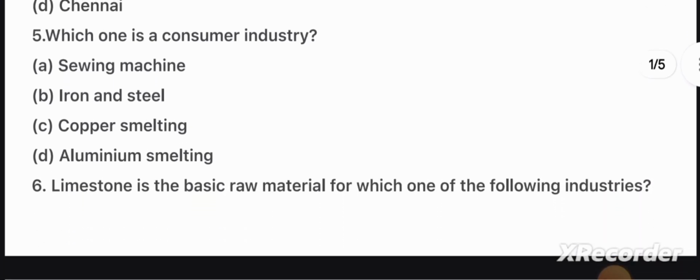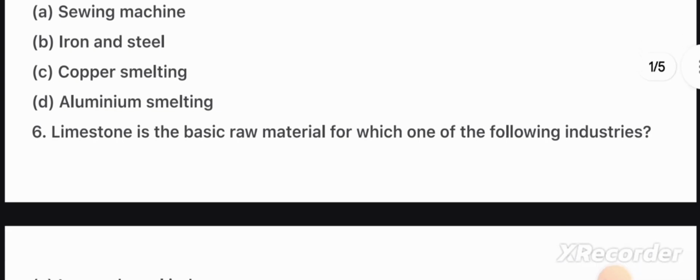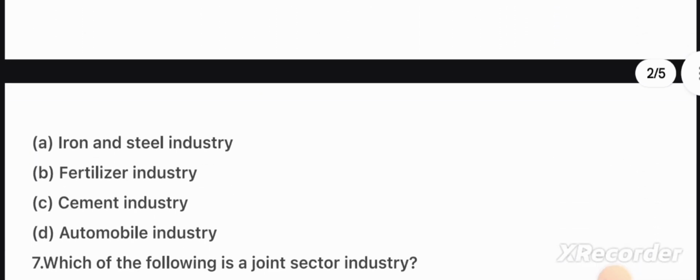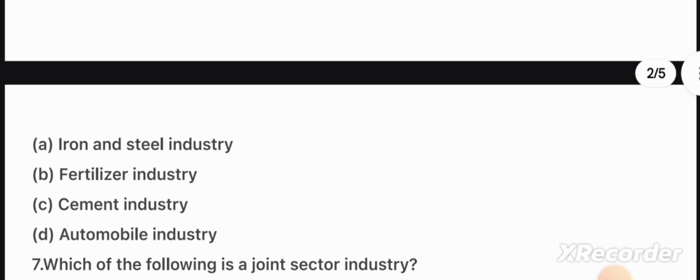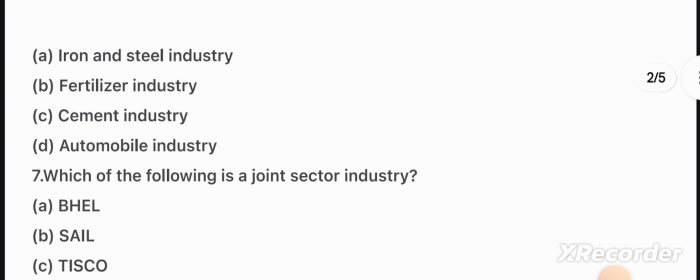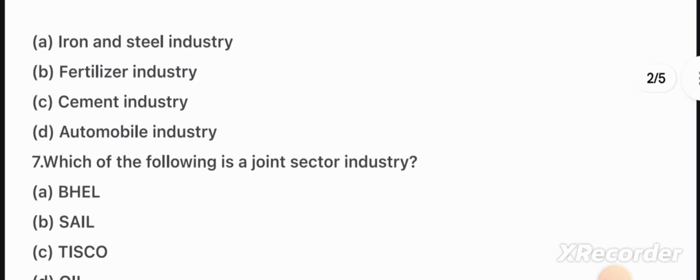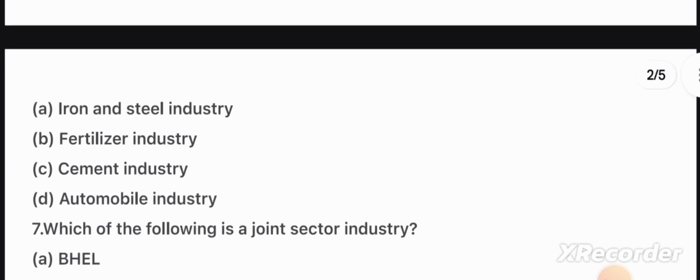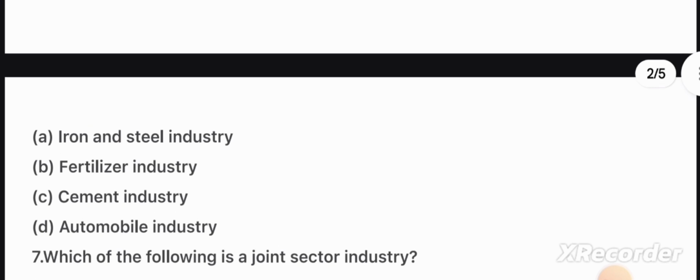Question 5th. Which one is a consumer industry? A. Sewing machine, B. Iron and steel, C. Copper smelting, and D. Aluminium smelting. Next question is 6th. Limestone is the basic raw material for which of the following industries? A. Iron and steel industry, B. Fertilizer industry, C. Cement industry, and D. Automobile industry. Just read the question and attempt the answer.